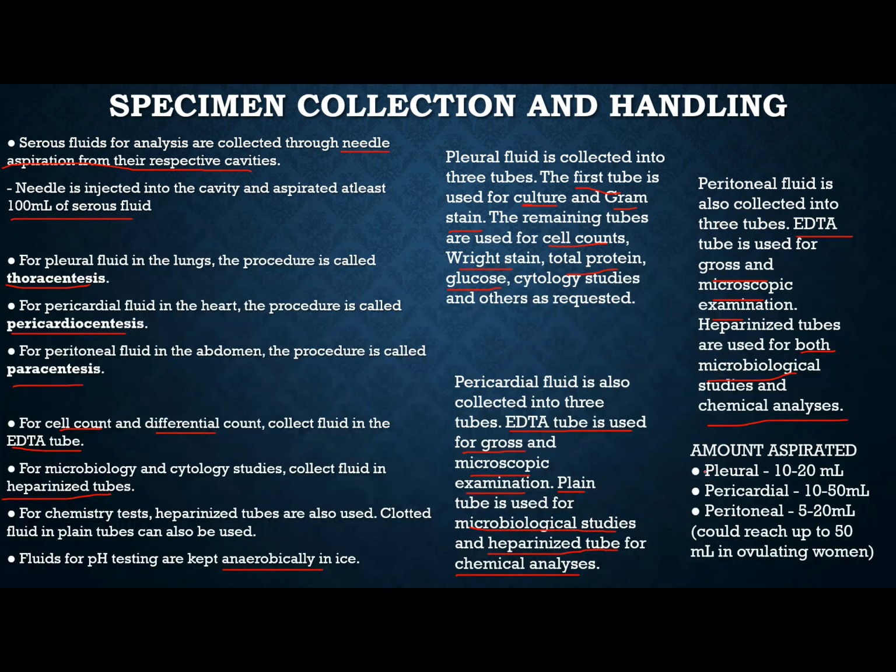Then take note of the amount aspirated. So for pleural, it's usually 10 to 20 ml. For pericardial, 10 to 50 ml. And peritoneal would be 5 to 20 ml. But in some cases, class, it could reach up to 50 ml in ovulating women.